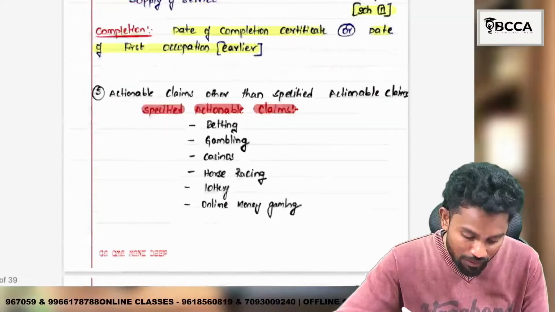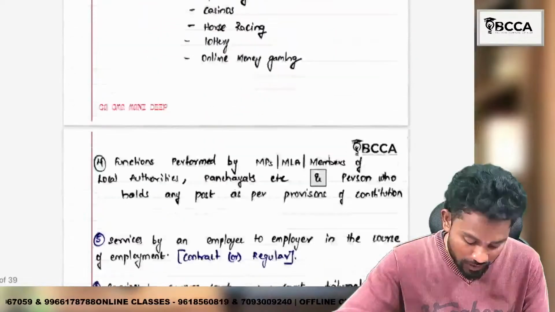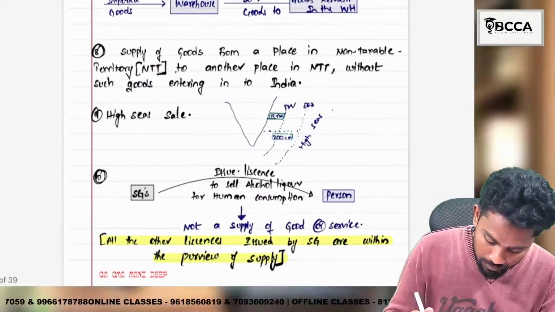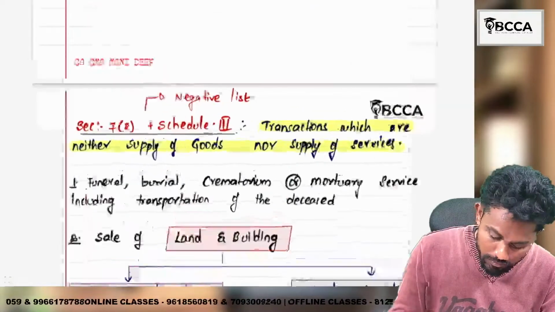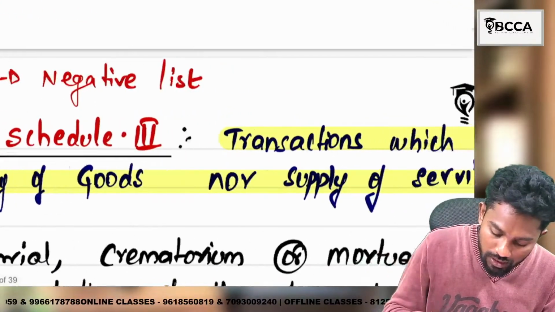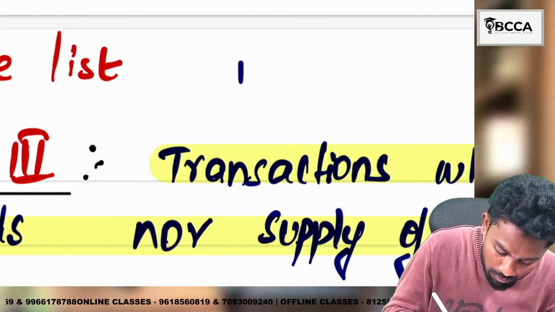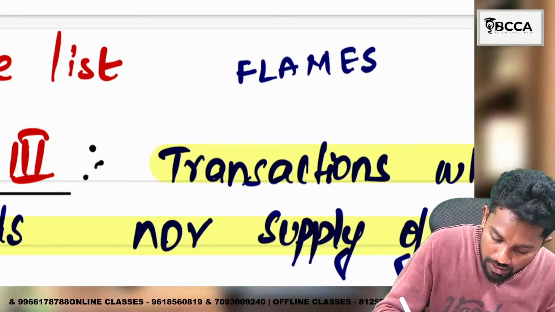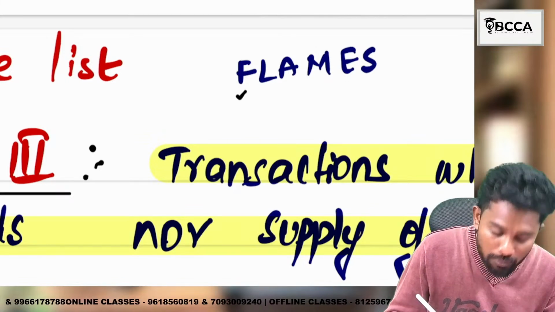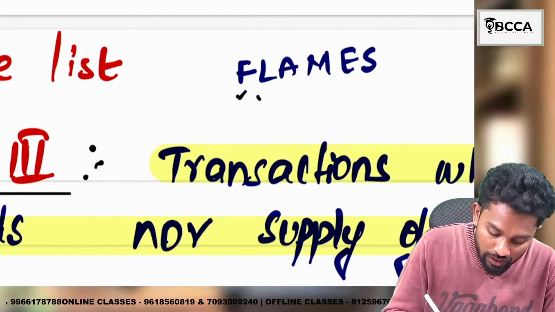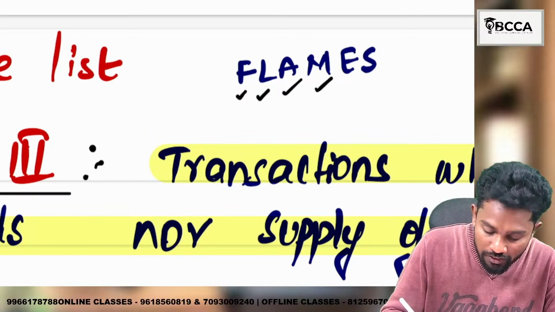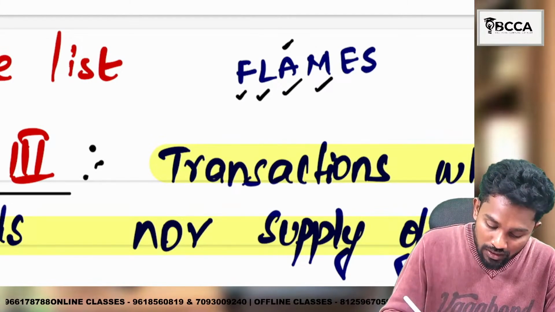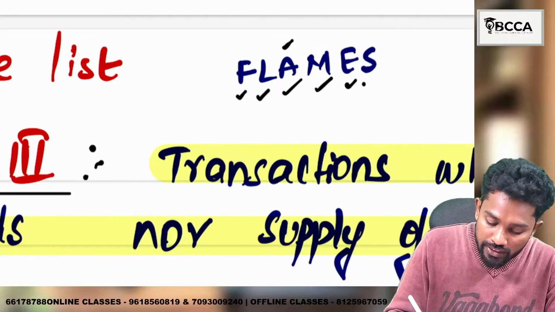The first 6 can be remembered easily, sir. For the first 6 there is a code: FLAMES. It's not only the first 6, even the last one is covered. F for funeral, burial, crematorium services. L for land and building, A for actionable claims, M for MPs, MLAs, and A you can take as the alcohol liquor license, E for employer services, S for Supreme Court.